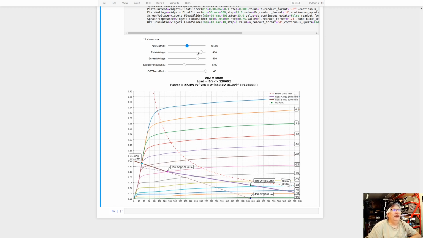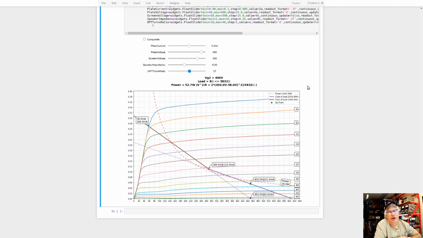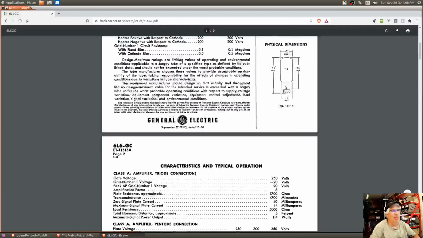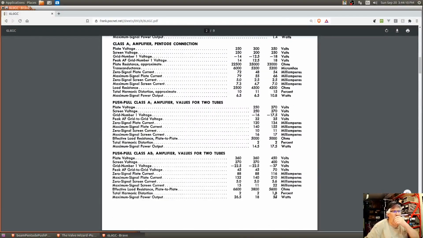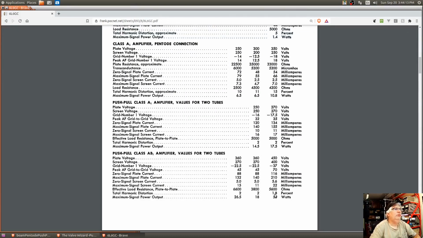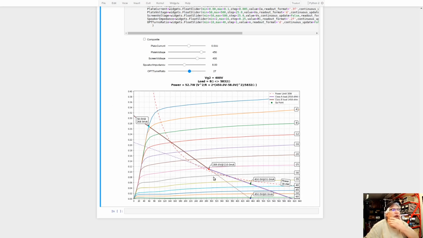Now in class B, let's go back. Let's reset everything back to where we were. So we're at 55 and what was that, 27? So this is our amplifier here that we are designing out of the data sheet, which is this last column on the data sheet. This column here. Now when you're in class B, one tube is all the way on, the other tube is all the way off. So no current's flowing in the tube that's off.